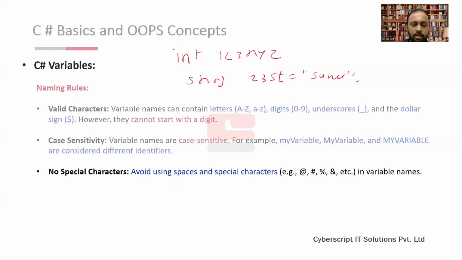No special characters. Avoid using spaces and special characters like at, hash, percentage sign, etc. in variable names. C# does not allow using spaces and special characters in variable names.